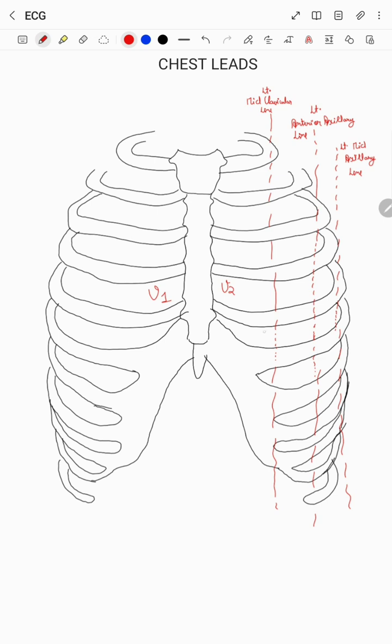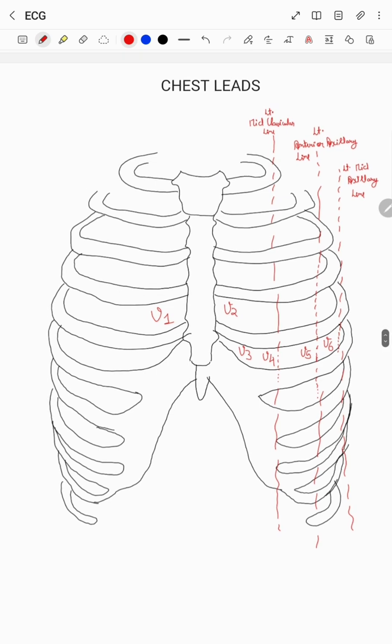V4 is placed in 5th intercostal space in left side along the mid-clavicular line. V5 is placed in left 5th intercostal space along the anterior axillary line, and V6 is placed in the left 5th intercostal space along the mid-axillary line. V3 is placed somewhere between V2 and V4.